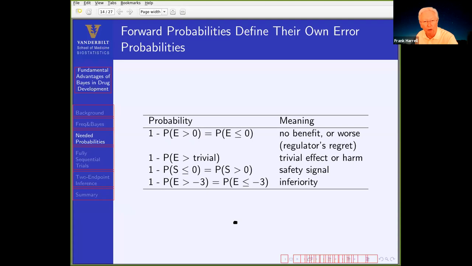And so this is what we've already gone through, just four probabilities. They define their own error probabilities. And this is not true with regard to type one error and p-values. So the probability of efficacy, if you took one minus that, you get the probability of inefficacy or harm. So that would be your error probability. If you were to act as if the drug is effective, that's the probability of making a mistake. It's very well defined and very simple.